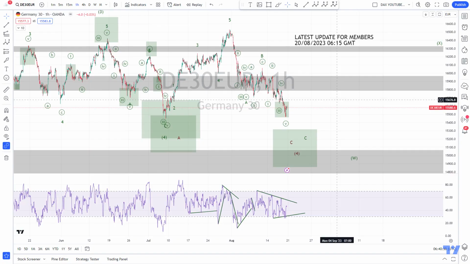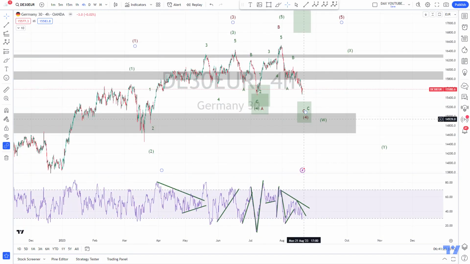If I look at the 1 hour, this can already be something complete here. 1, 2, 3, 4, 5, and we turn from here, and we do not reach this area here. This is of course also possible, but this is something we will analyze in more depth Monday, Tuesday, when we get more data.